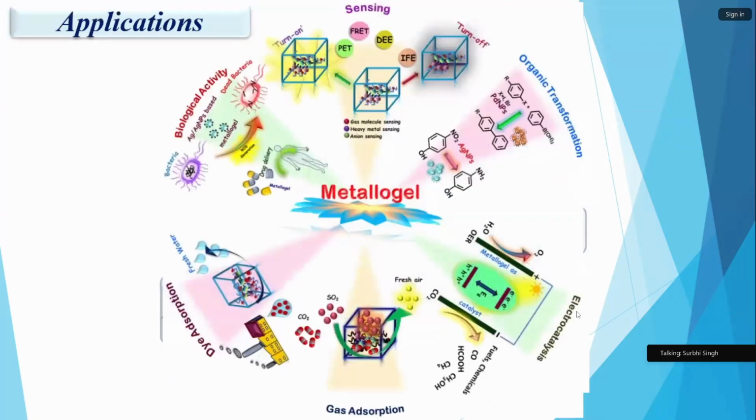These are some of the applications of these metallogels. They can be used in sensing of gas molecules, heavy metal ion sensing, and anion sensing. As we can see, there is some fluorescence in the gel. So there is turn on, and when these molecules interact with this metallogel, it gets turned off. So we can sense gas molecules and heavy metal ions using these metallogels.